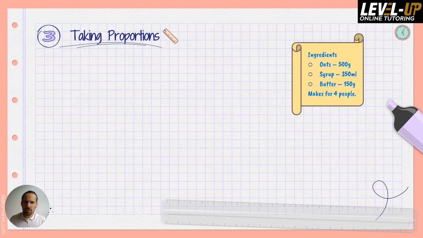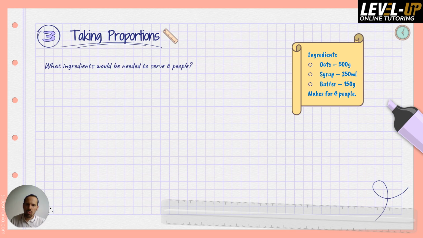Right. So let's return to that example we had before, the recipe for flapjacks. Very practical life skill. If you see at the bottom, we said this makes enough for 4 people. Now, say we wanted to work out how many ingredients we'd need for 6 people, how would we do something like that?